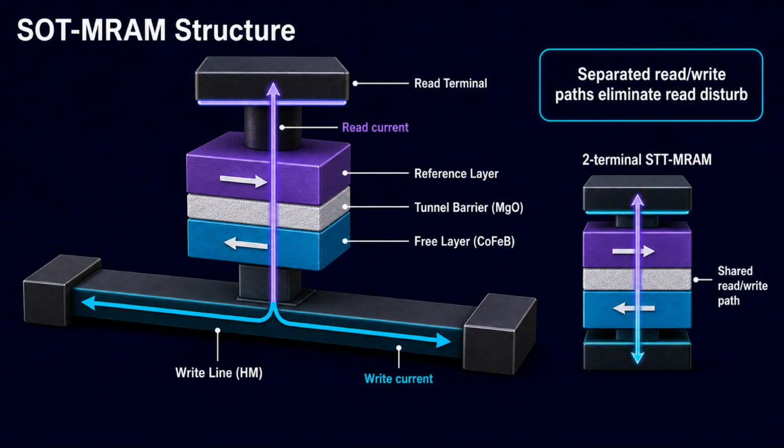SOT-MRAM uses a three-terminal structure. The heavy metal write line at the bottom carries horizontal write current generating SOT. The MTJ stack on top is used only for reading via TMR. This separation of read and write paths is the key advantage. Write current flows horizontally through the heavy metal, never passing through the tunnel barrier, eliminating read disturb and barrier degradation.